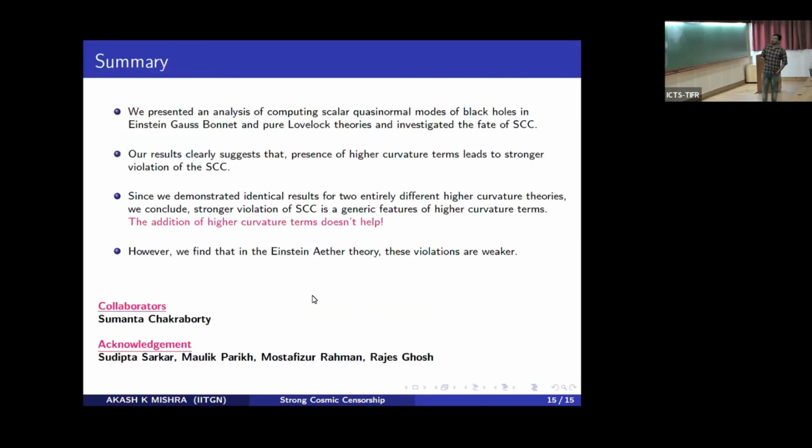Okay, so I'll conclude with this, that we have tested the strong cosmic censorship in theories beyond GR. We considered two particular classes of modified gravity, that is higher curvature gravity and Einstein ether theory. And we find that in higher curvature theories, the violation is stronger, while in Lorentz violating theories, the violation seems to be weaker. Yeah, I'll conclude with that. Thank you.